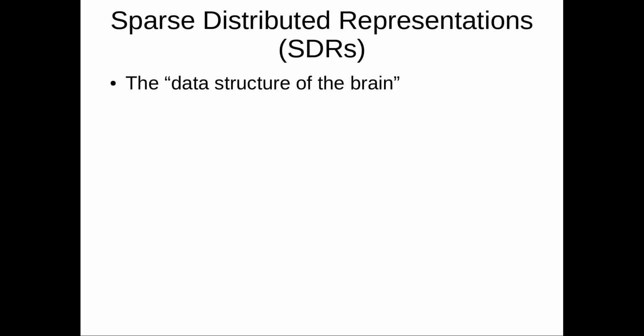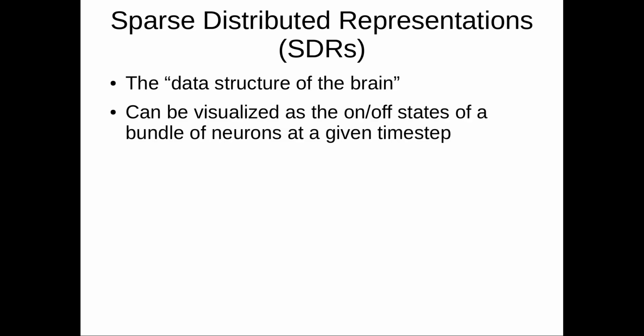The idea behind it is that you can visualize it as the on and off state of a bunch of neurons at a given time step. So if you took a big fiber of neurons and looked at it straight on, the neurons that are currently firing are the 1s and the ones that are not are the 0s. And this sparsity with only a few firing at any given time is definitely something that we do observe in the brain.